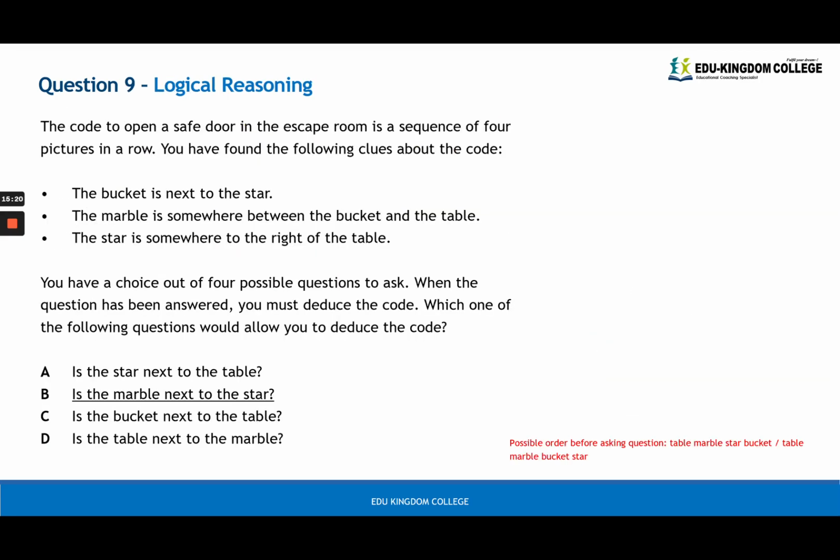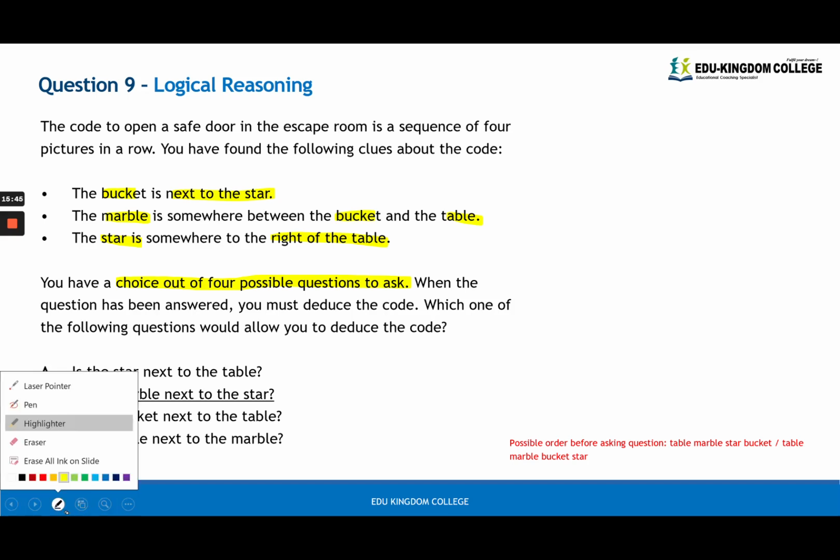Now this is the last question. The code to open a safe door in the escape room is a sequence of 4 pictures in a row. You found the following clues of the code. The bucket is next to the star. The marble is somewhere between the bucket and the table. The star is somewhere to the right of the table. You have a choice out of 4 possible questions asked, and when the question has been answered, you must deduce the code. Which of the following would allow you to deduce the code?